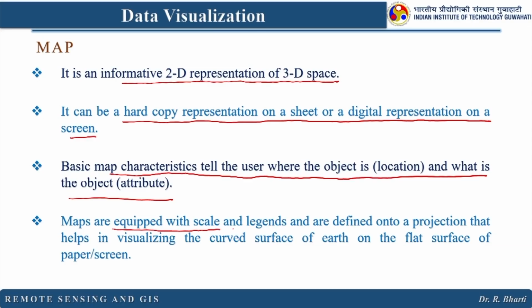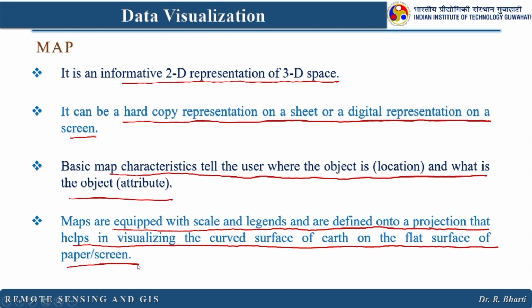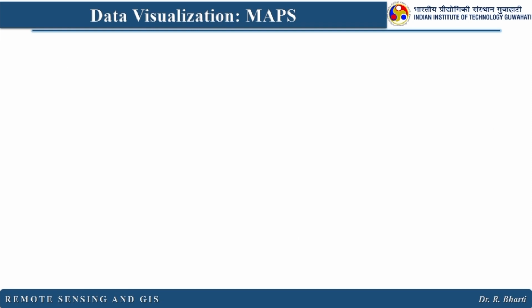Maps are equipped with scale, which you have already seen, legends, and are defined onto a projection that helps in visualizing the curved surface of the earth on the flat surface of paper or screen. This is very important as we are working in GIS, so spatial data is always there. Spatial data means where you have latitude, longitude or a location value attached, right? So how do we define or say this is the location of this particular position or object or material? We need to have some kind of a standard, so we will see slowly what reference we are using and why we are using it. Those things we will cover in this lecture.